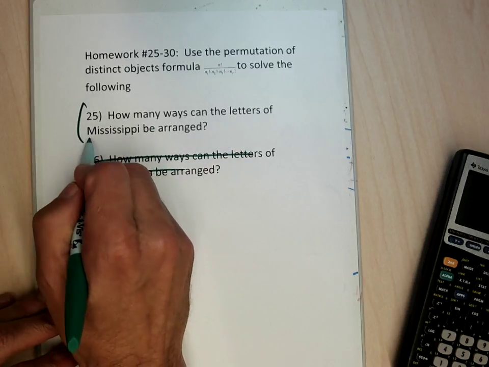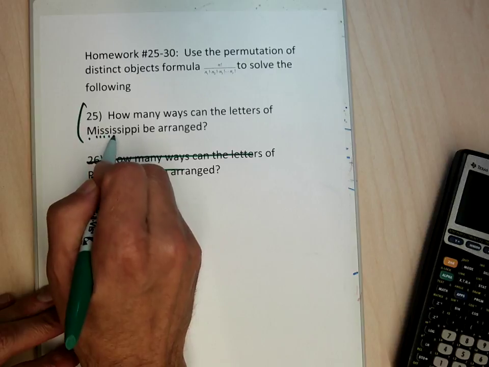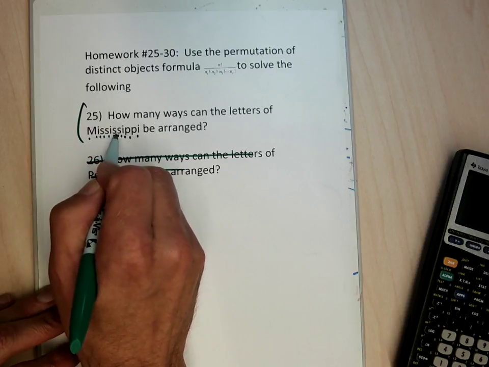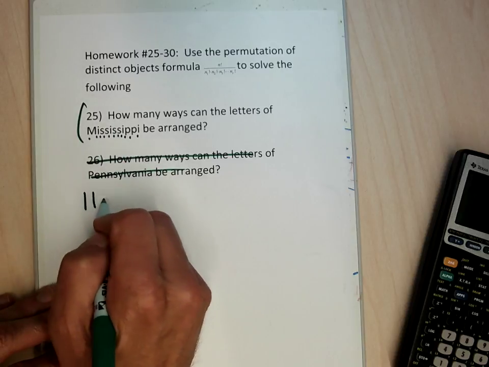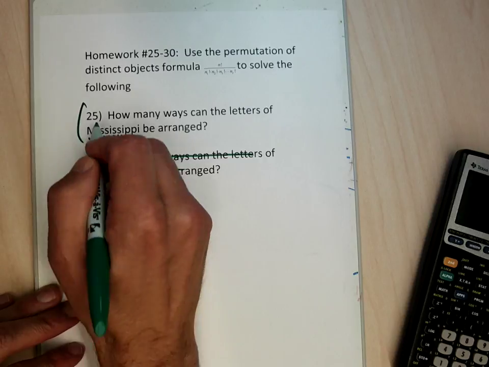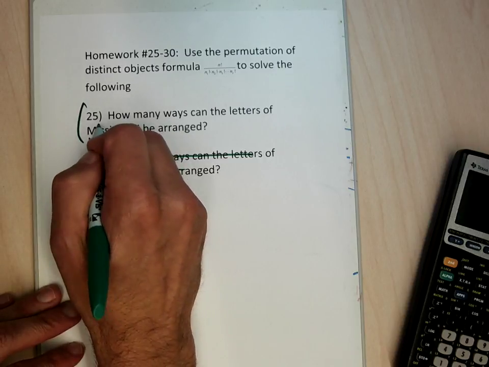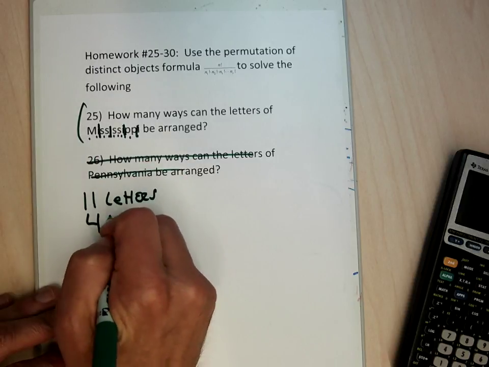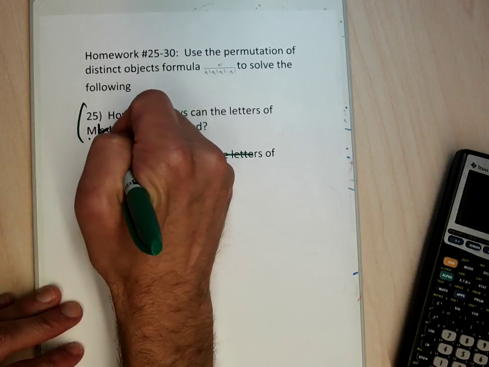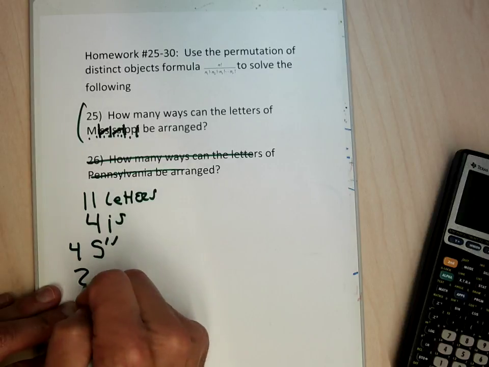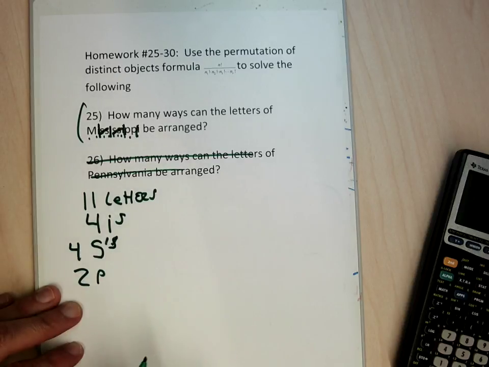For these letters, there's 1, 2, 3, 4, 5, 6, 7, 8, 9, 10, 11. If I did that right, yeah, there's 11 letters. Let me go for the duplication. There's 1 M, but there's 4 I's, and 4 S's, and 2 P's. So how many ways can the letters of the word Mississippi be arranged?